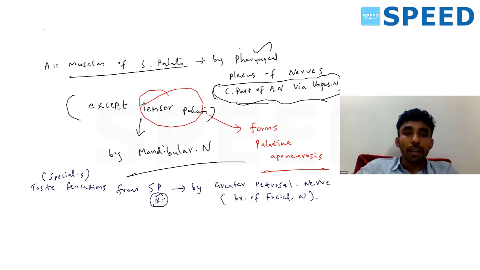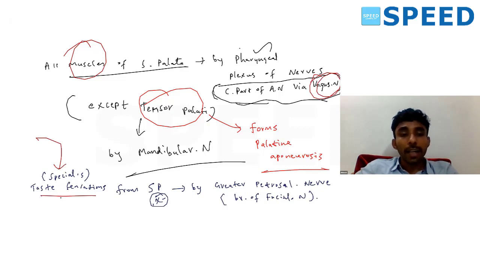So if the question is the muscles of the soft palate are supplied by, the answer is vagus nerve or pharyngeal plexus of nerves. If the question is special or taste sensation from the soft palate is carried by, the answer is greater petrosal nerve, which is a branch of facial nerve.